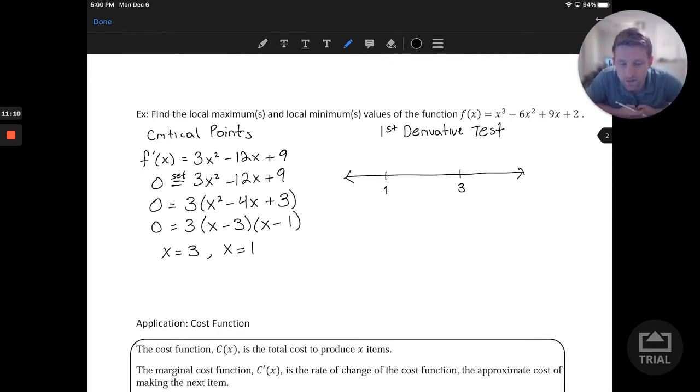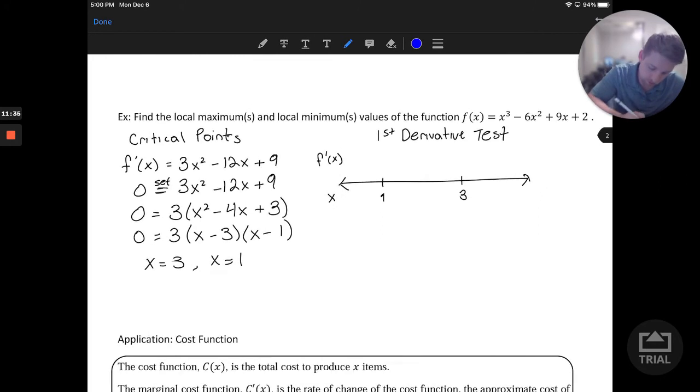So I'd like to consider again, what is the sign of the first derivative around these points? On the top, I'm going to show what the sign of the first derivative, f prime of x, is. And below the number line, I'm going to consider some test values. Let's put a different color here. This would be in blue. These are going to be my test values.